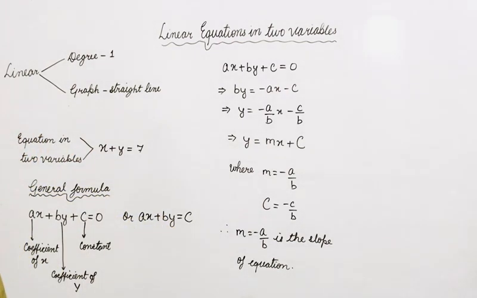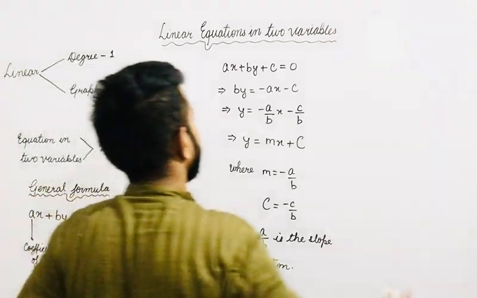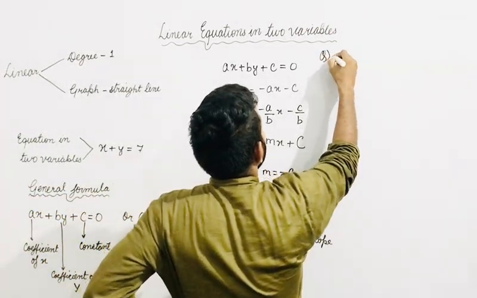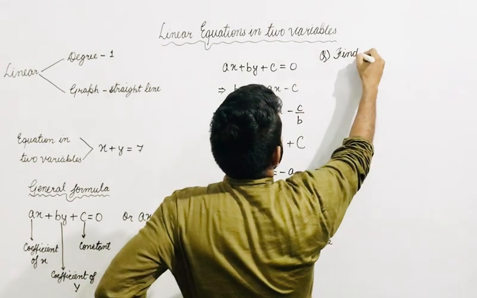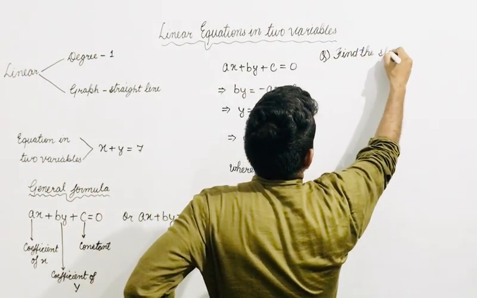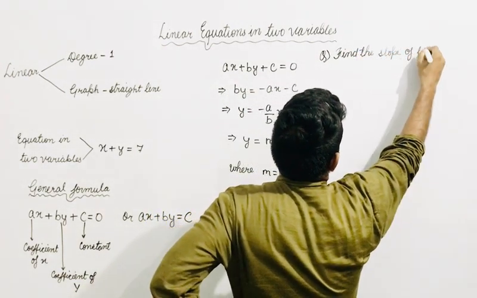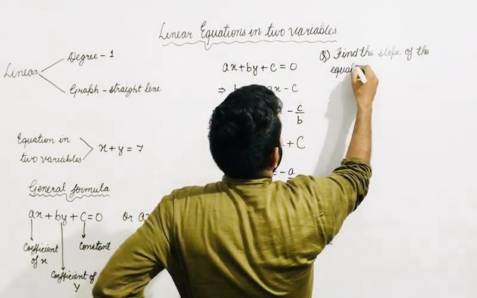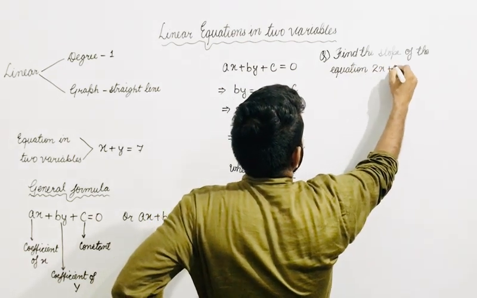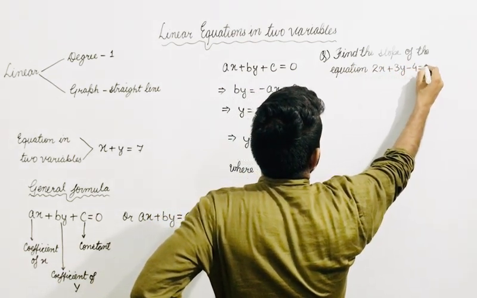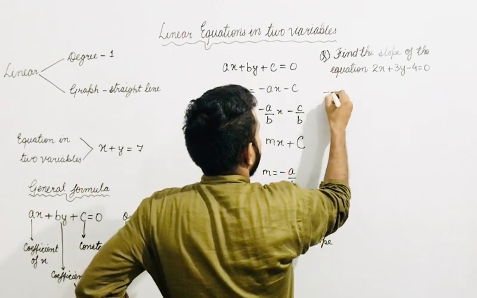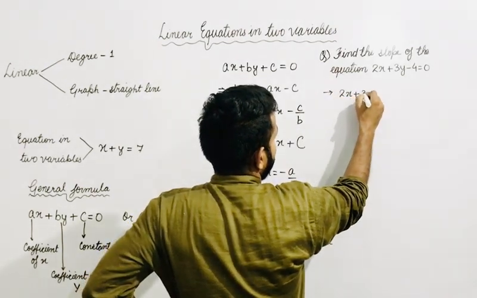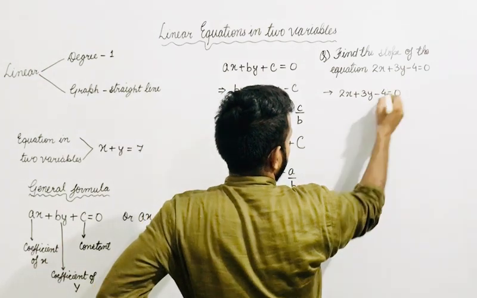Now suppose you have a question, 3x minus 4y plus 6 equals to 0, or 2x plus 3y minus 4 equals to 0. The question is, find the slope of the equation 2x plus 3y minus 4 equals to 0. So again, let's start. The equation given is 2x plus 3y minus 4 equals to 0.